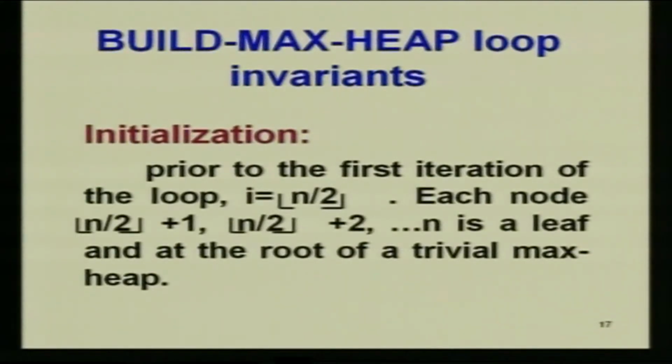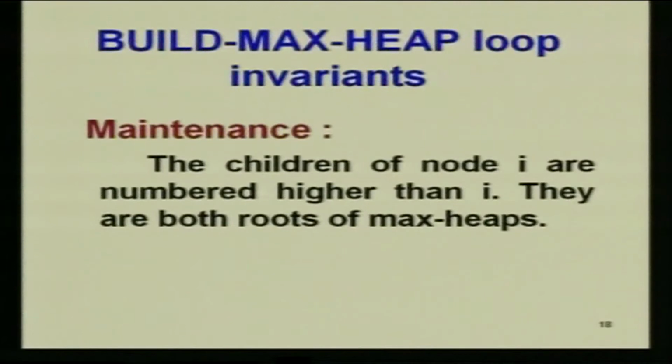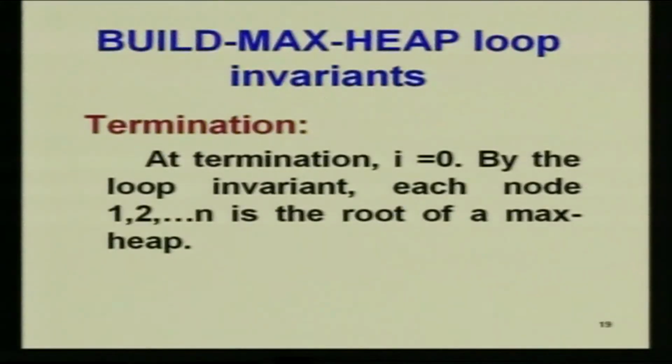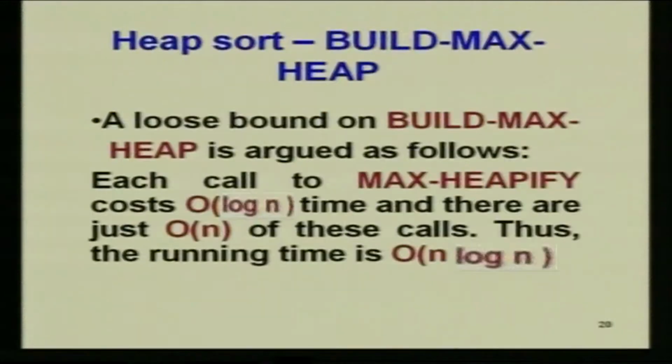So before we start, we have to initialize. Prior to the first iteration of the loop, each node is a leaf and the root of a trivial max heap. The children of node i are numbered higher than i, this we have already seen. So the children of node i will have values 2i and 2i plus 1, and the parent of i will be i by 2, that we have seen. At termination i will be 0, and by the loop invariant, each node is the root of a max heap.